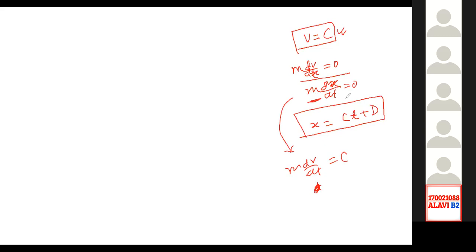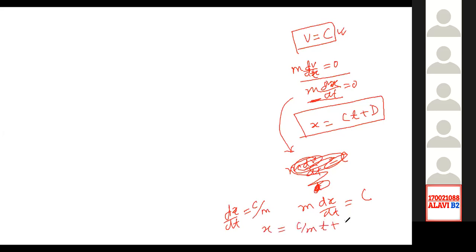If we integrate this equation once, it will be m dx by dt equal to, say, a constant c. Okay. Yes, sir. Next thing is what? Your dx by dt would be equal to c by m, isn't it? Yes, sir. Then x equal to what? c by m into t plus another constant d, isn't it?